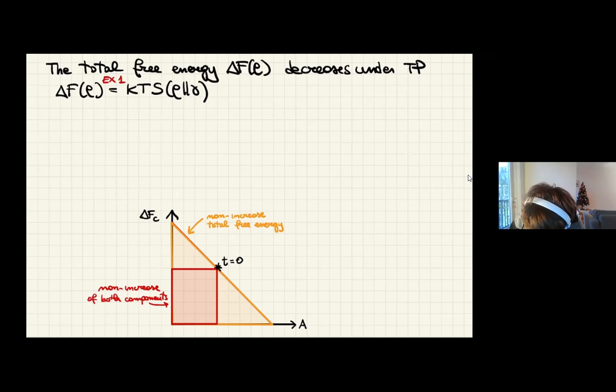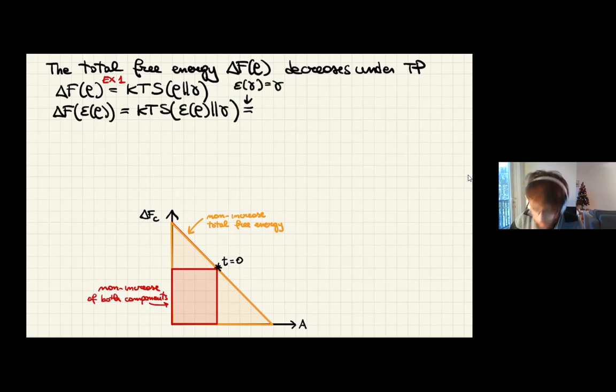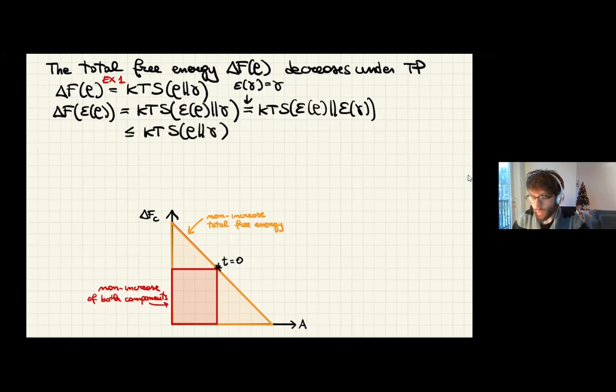And then the decrease of this quantity follows, again using the same argument that we used before, of contractivity. So this is just kT S of ε of ρ to γ. But then we know that thermal processes are such that the thermal state γ is a fixed point. So we can rewrite it as ε of ρ to ε of γ. And now again, we can use the contractivity we talked about before. If you have a relative entropy and you apply the same channel on both sides, you're going to decrease the relative entropy. So this is smaller or equal than kT S of ρ to γ. And this is just delta F of ρ.